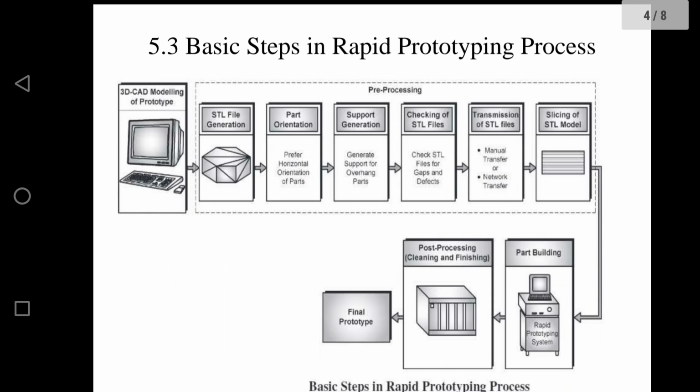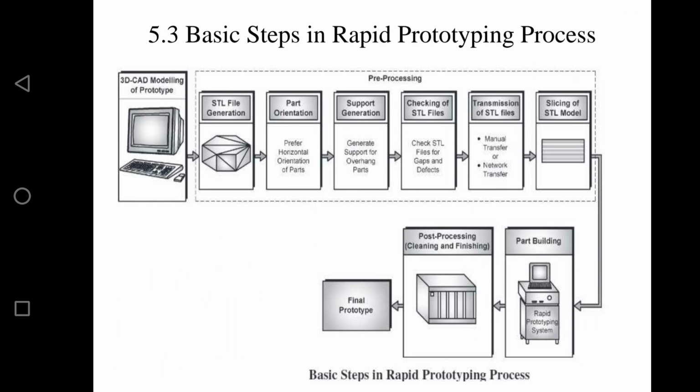So the next part is the basic steps in the rapid prototyping process. Rapid prototyping technique is classified into three basic steps. The first one is pre-processing, the second one is processing, and the final one is post-processing. Well, you can see it in the picture.